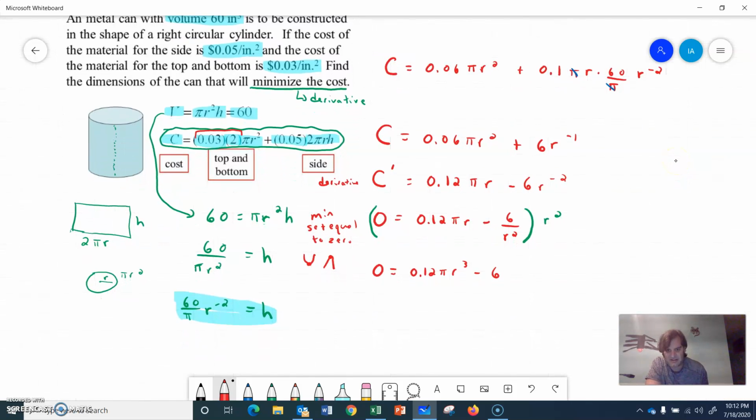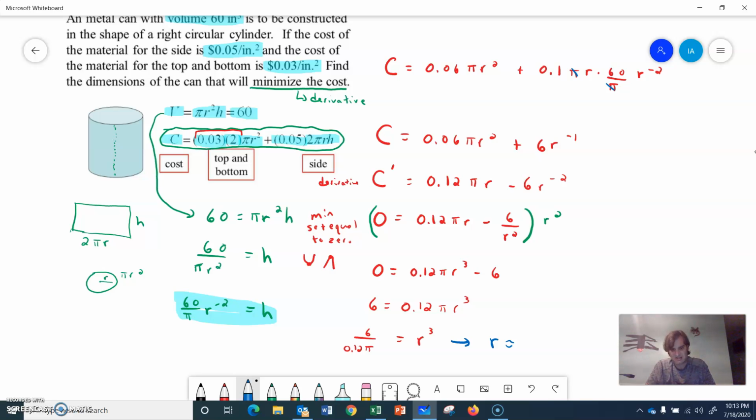So we'll kind of work with this. We'll bring the 6 over. So it'll be 6 equals 0.12 pi r cubed. Let's go ahead and clean that up a little bit more, because we want to get r cubed by itself. So we'll divide both sides by 0.12 pi. So r cubed equals 6 over 0.12 pi, which is definitely not a nice number, but we can take the cube root of both sides, and I feel like we're in a good place to use a decimal approximation.